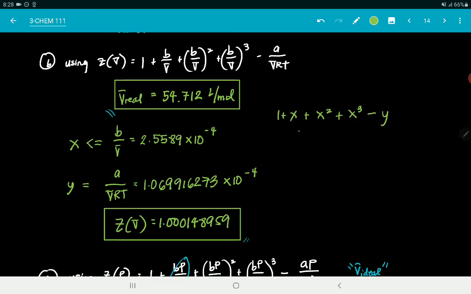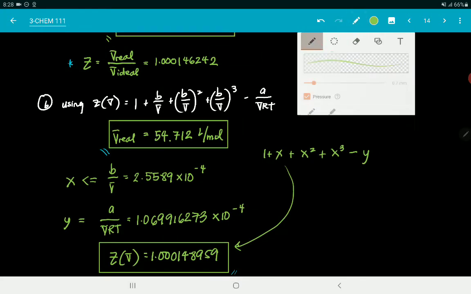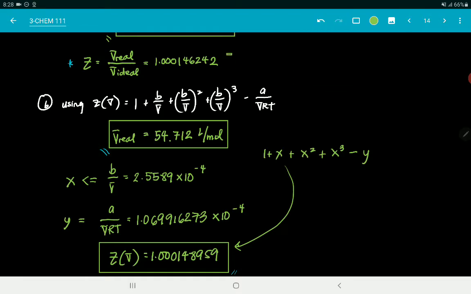So, kapag in-input nyo ito sa calculator, makukuha nyo yung value ng Z. So, the value of Z is 1.000148959. So, tingnan natin, compare natin. This is the value of your Z kanina, 1.0014262. So, dito naman, 1.000148959. So, meron tayong little difference because of the other terms na hindi natin in-include. So, kapag in-include na natin siguro yung mga terms na yon, magkakaroon ka na ng increased similarity dun sa values.